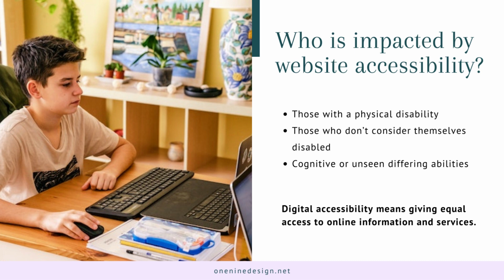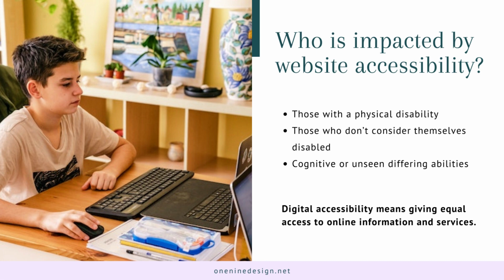The first category is those with physical disabilities, like the inability to use their hands or arms, visually impaired, hearing impaired, etc. This category also includes those with blindness, low vision, color blindness, motor disabilities, and seizure disorders. For most, this is the group of individuals that come to mind when discussing website accessibility. However, two additional categories are often overlooked.